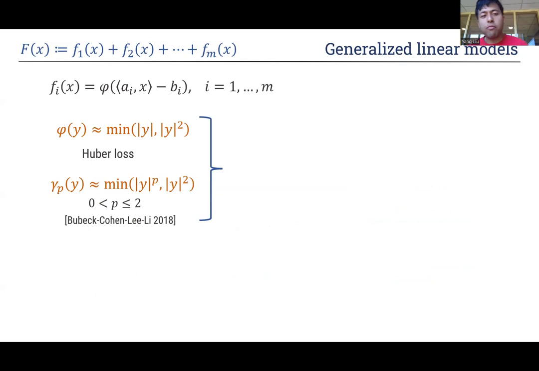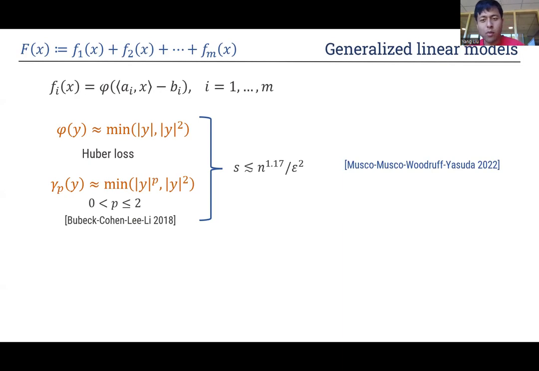More recently, for motivations that I'll discuss a little bit later, it was asked whether you can sparsify functions that go beyond these power functions discussed on the previous slide. For example, a natural function is the Huber loss, which for the purpose of this talk, you can think of as being an approximation to the min of the absolute value and the square, or more generally, what I'll call the gamma_p functions, which are the min of a p-th power and the square.